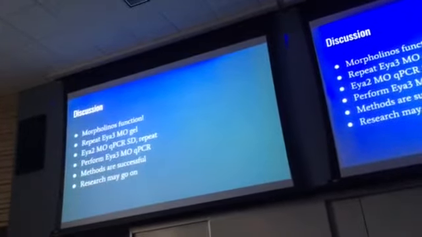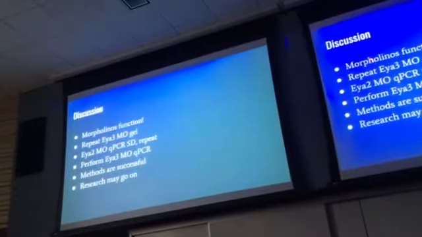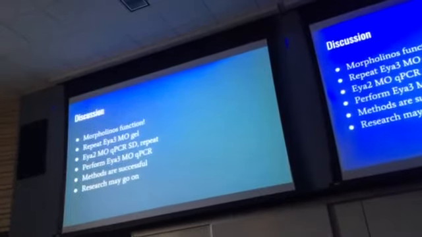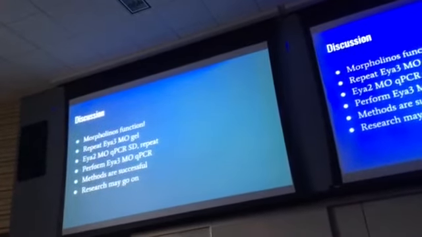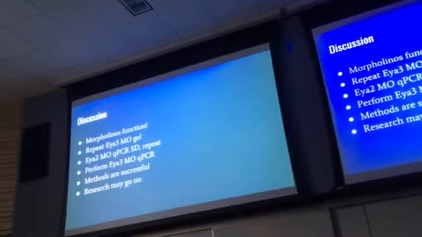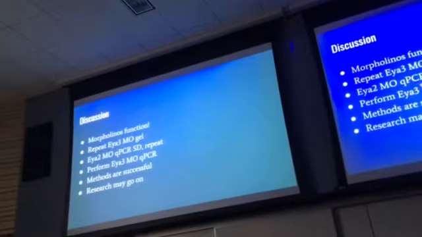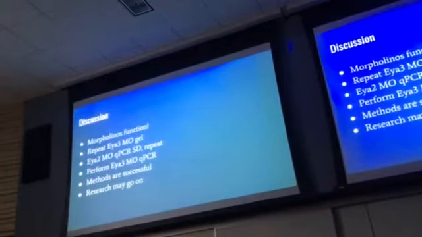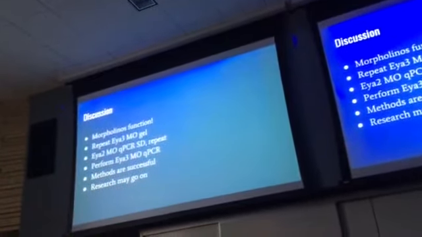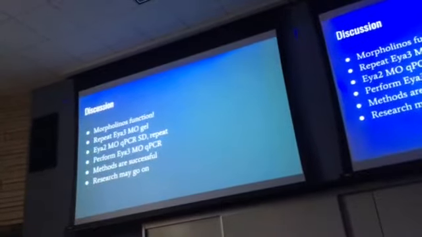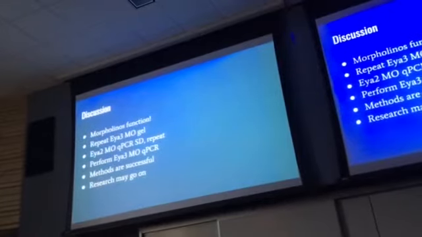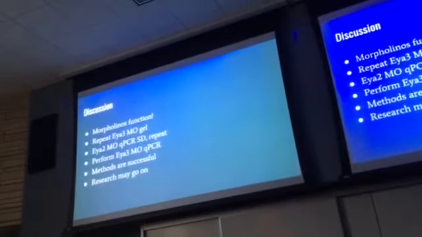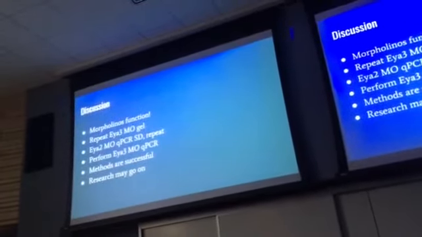So a couple things need to be redone. The IA3 morpholino gel just needs to be run out longer, so it allows those bands to separate to clearly see the alternate splicing. The IA2 qPCR tests are done in replicates of 3, and one of them had a slightly higher standard deviation than the rest, so we would just like to repeat that to make sure that was just due to some sort of pipetting error.